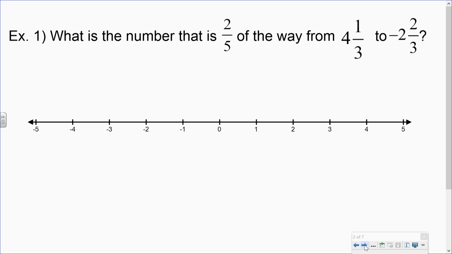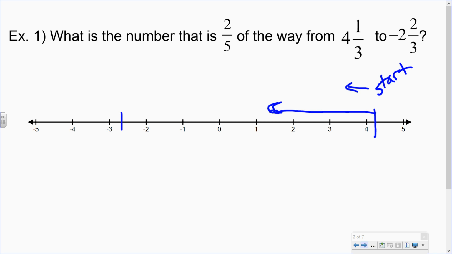They say start at 4 1/3, so we're going to start here. And then we are going to go toward -2 2/3. So we're going to the left. And -2 2/3 is about right here. If I start over there on the right and I go about 2/5 of the way, that's less than half. So somewhere in here. Looks about right in terms of something that makes sense. So we ought to end up somewhere in there.